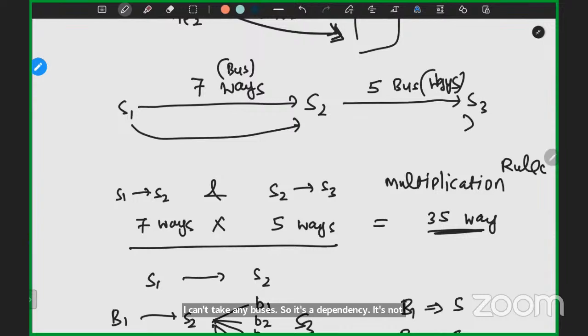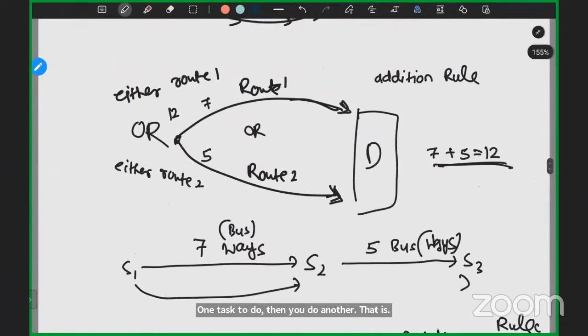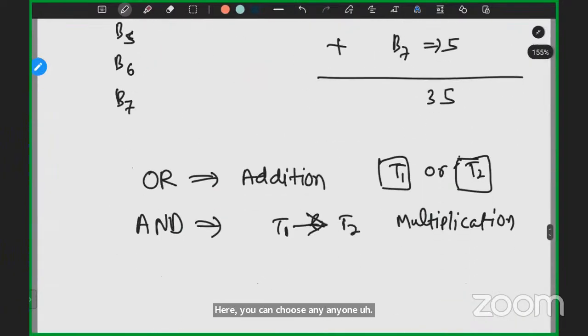I don't want to use these words, but simply saying, this one task you do, then you do another, that is multiplication. Here you can choose any one you can do. So that's like the OR function. Okay. Yes, sir, understood.